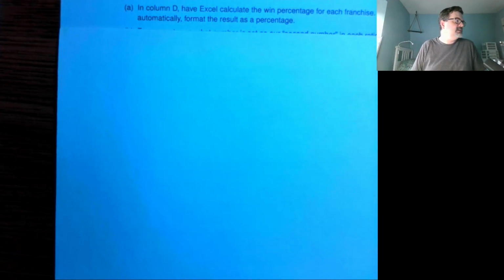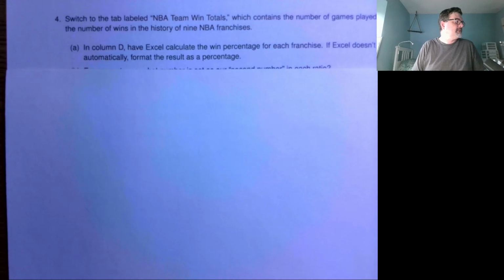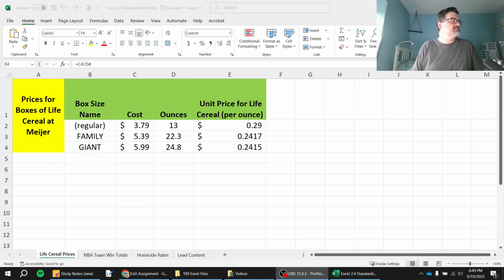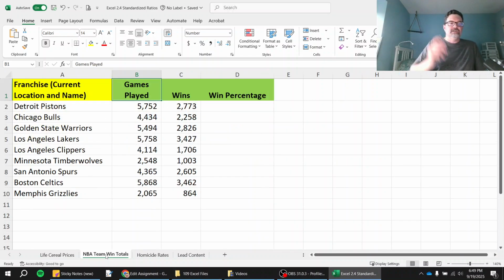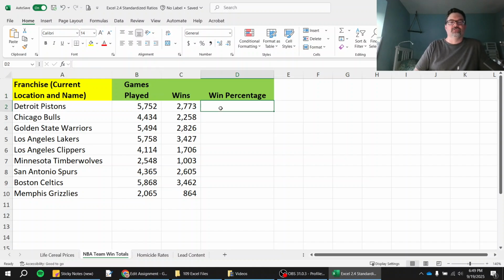All right, in the next tab, wow, NBA win totals. I have, oops, there we go. A few NBA teams, not all 30 of them. And these are their historical stats up to a certain year, how many games they played and how many games they've won. And you can see different numbers of games for different franchises because some go way back and some don't. And we're just going to compute the win percentage.